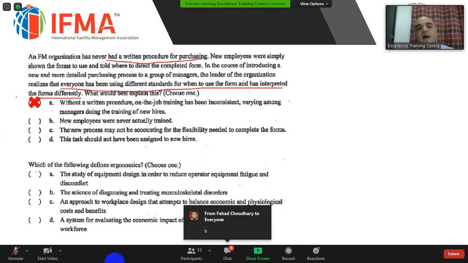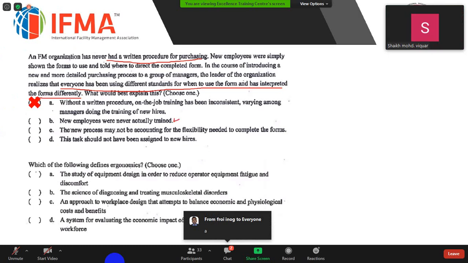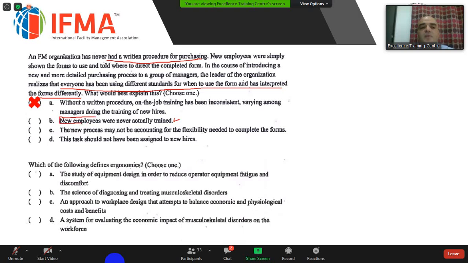It is alpha. Why not beta? Because it never mentions that these are new employees. Alpha. So here it mentions new employees. It doesn't mention new employees. It says that there was a procedure. Even the older employees are interpreting it differently.